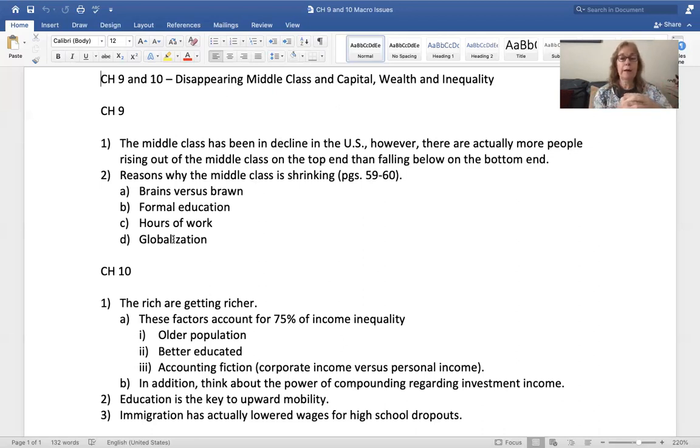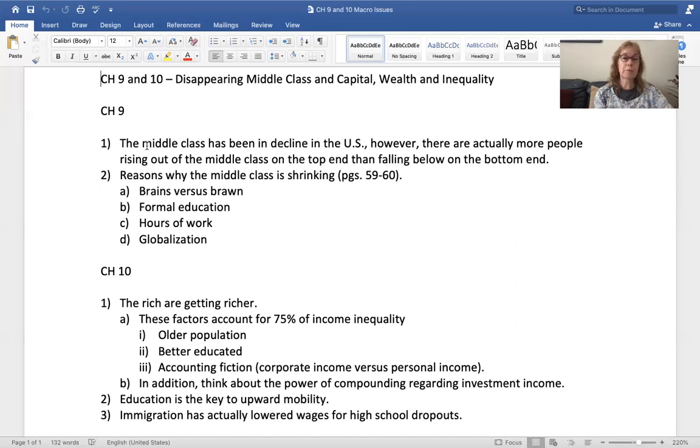If you had a low-tech job, if you were working in a factory or on an assembly line, or had a job where it was more brawn than brains, then you've probably lost that job. Those jobs have gone overseas. And so globalization has helped workers on the top end more than the bottom end in the US.